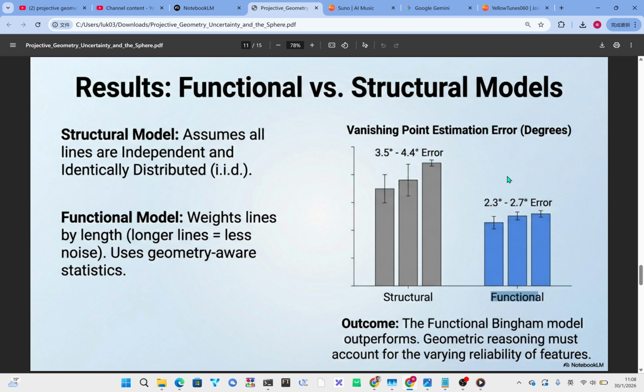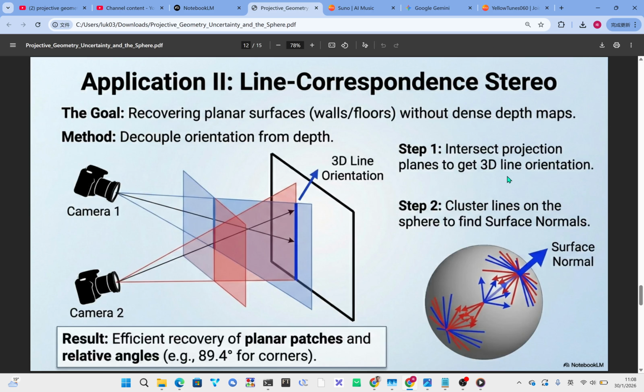Okay, moving from single photos to stereo vision. Two eyes. Stereo line correspondence. This is one of my favorite parts of the paper. Traditionally, stereo vision is all about point matching. Find a corner here, find the same corner there, triangulate. But Collins says, forget points, look at lines. And looking at lines leads to a counterintuitive discovery. He showed that you can figure out the 3D orientation of a line, which way it's pointing in space, without knowing how far away it is.